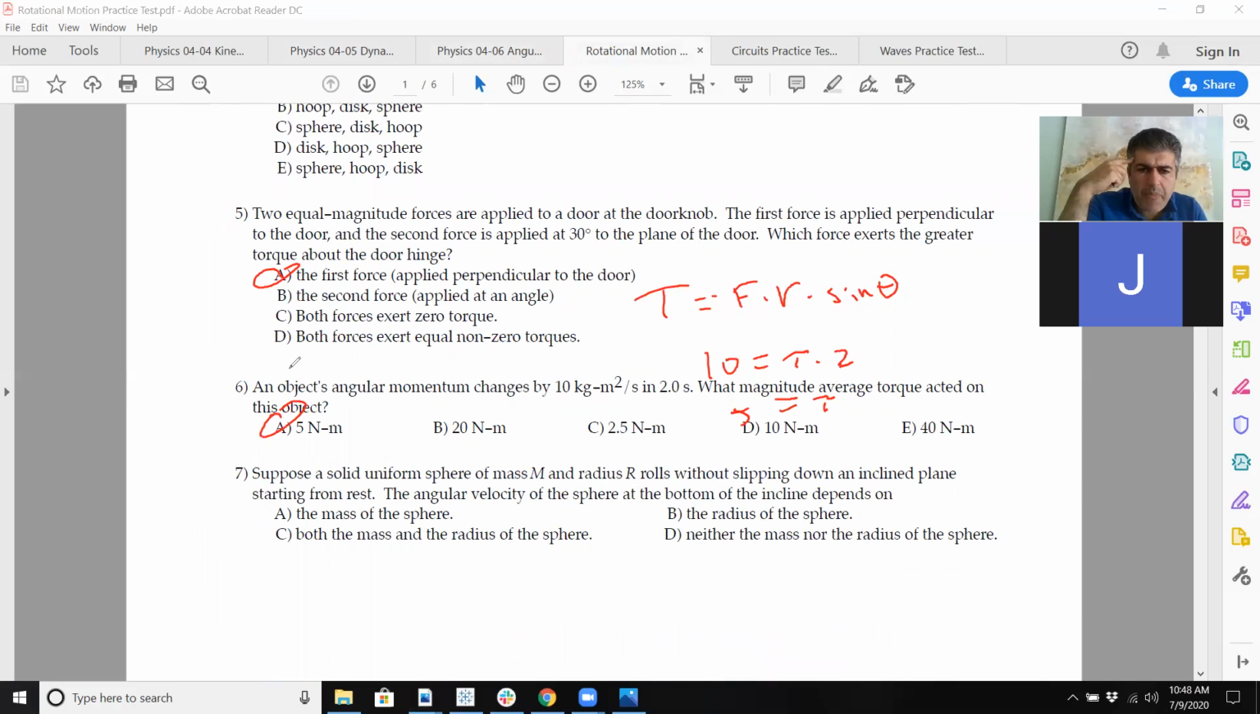Seven. Suppose a solid uniform sphere of mass m and radius r rolls without slipping down an inclined plane starting from rest. The angular velocity of the sphere at the bottom of the incline depends on... Okay, well, remember, we're using conservation of energy here.